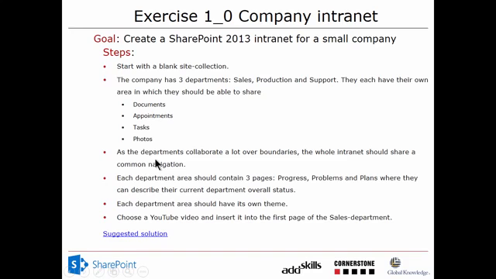Then I'm talking about the common navigation. And all these departments should have their own subsite, but they should share the same navigation. So it should be easy to jump between sales and support, for example. And each department should contain three pages, progress, problems, and plans. The goal with that exercise is to get them to use the wiki pages and a wiki link, which I've usually gone through and shown how that's done beforehand.